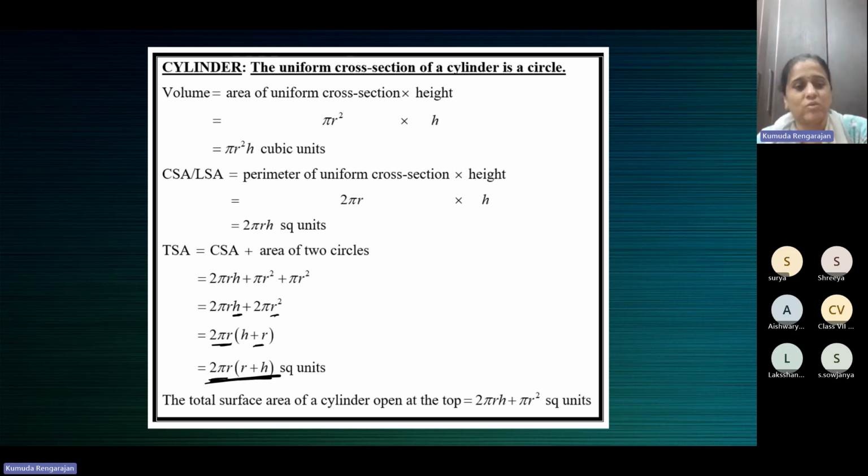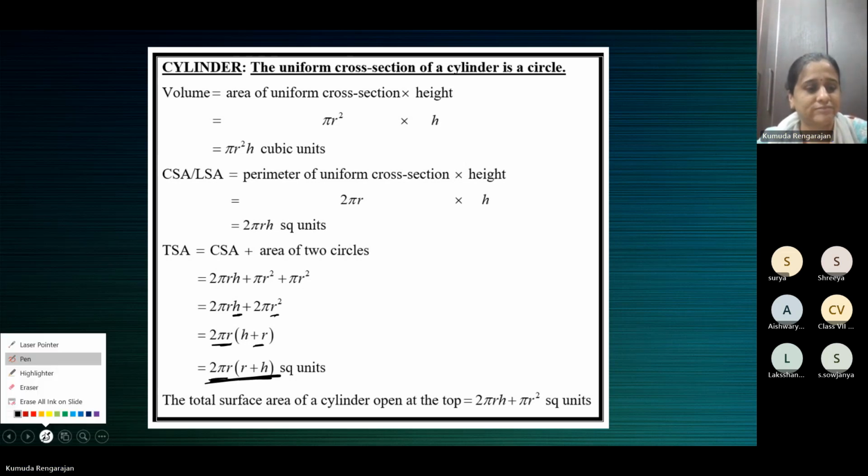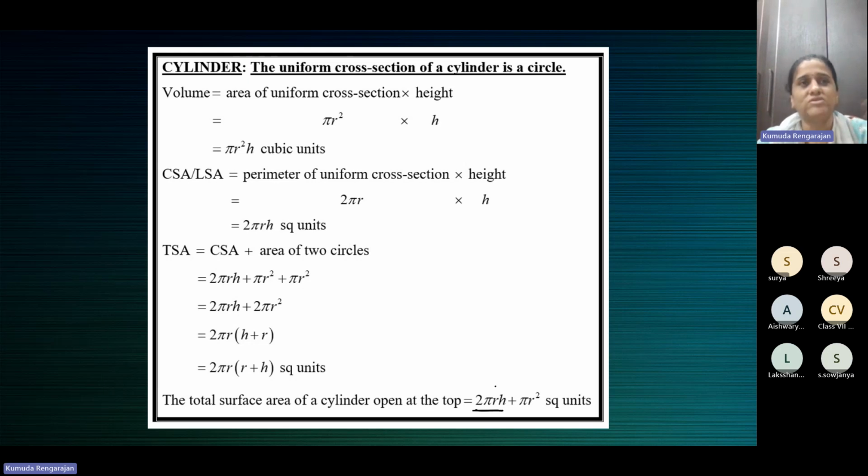So you should find CSA. What's the formula for CSA? 2 pi RH. And what's the area of the base? Pi r square. This is the formula if you want to find the total surface area of a cylinder open at the top. Don't go by this word total. Total does not mean this formula. Total for this cylinder open at the top will be 2 pi RH, the CSA, plus the area of the base, pi r square. This is the total surface area.